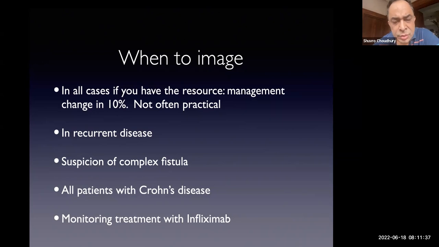In other words, Goodsall's rule. You know Goodsall's rule. If it's the fistula, the distance of the fistula's opening from the anal canal, the Goodsall's rule is anterior versus posterior, but also if the perianal fistula external opening is further away from the anal opening, then it's likely to be more complex. So suspicion of a complex fistula, multiple openings, for example, all patients with Crohn's disease, and also monitoring treatment with infliximab. So these were the indications we were using it. I must admit today, I'm sure it is your practice that we do it for almost every case.